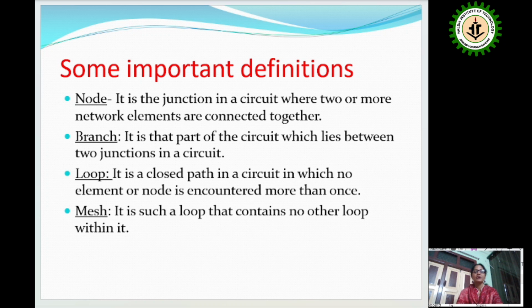First, what is node? It is the junction in a circuit where two or more network elements are connected together. What is branch? It is that part of the circuit which lies between two junctions in a circuit. Then what is loop? It is a closed path in a circuit in which no element or node is encountered more than once. Then last one is the mesh. What is mesh? It is also a loop that contains no other loop within it.